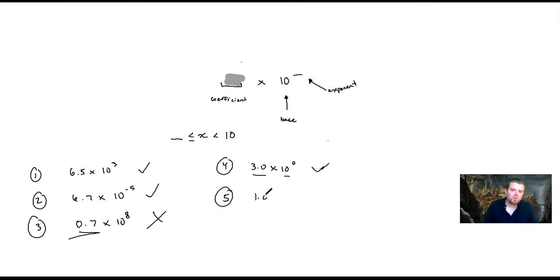Okay. Number 5, 1.0 times 10 to the 13th power. My base is 10. I look at my coefficient. That is between 1 and 10. Remember, 1 can be included, but not 10. So yes, that is correct scientific notation. Number 6, 10 times 10 to the 5th power. Here, remember that it is less than 10. So 1 can be included, 10 cannot. So in this example, no, that is not correct scientific notation. That's all you have to do for 6.3, just identify, is it correct scientific notation or not?